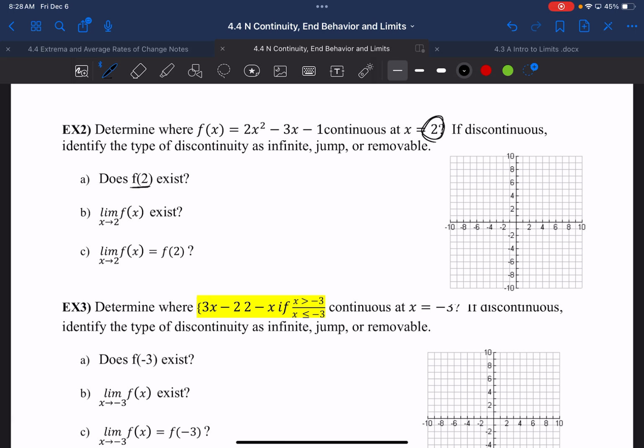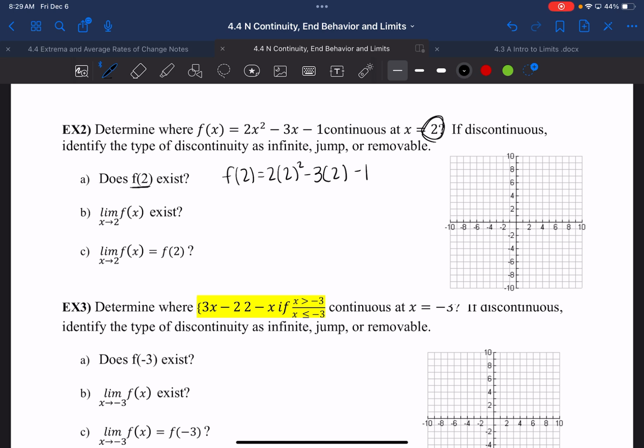So if they ask if f of 2 exists, that means we're just supposed to take 2 and plug it in where? Yes, for the x value, right? So I'm going to have f of 2 is equal to 2 times 2 squared minus 3 times 2 minus 1.